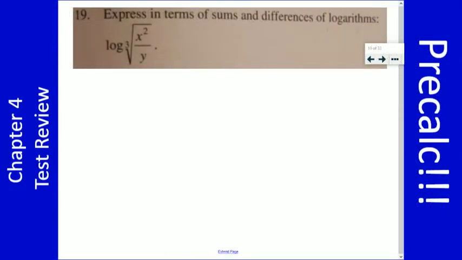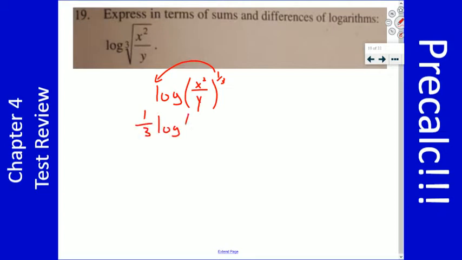So we're going to take the logarithm base 10. Remember that we can write the cube root as to the 1/3 power. So we're going to go x squared over y, that whole thing to the 1/3 power. Now we have a logarithm, so this can come out front. So we're going to have 1/3 log of x squared over y.